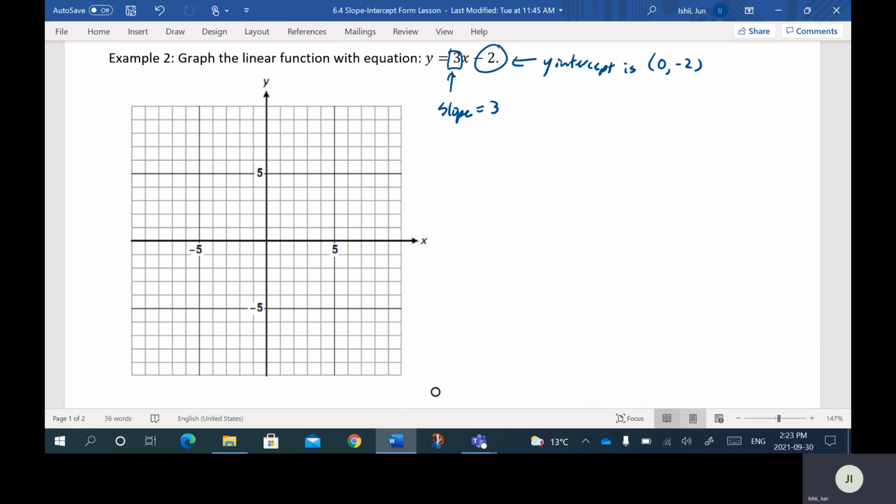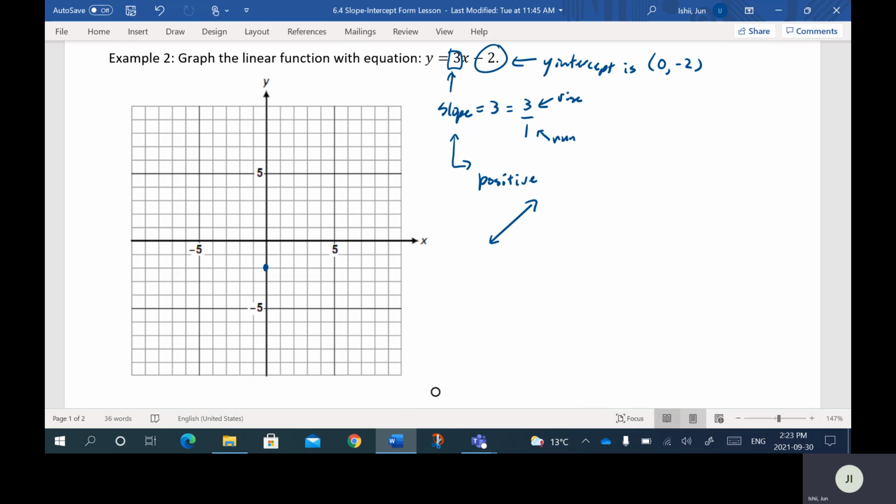Okay, so I'm actually going to start at the y-intercept because that's a point that's on the line. So I'm going to plot it right here. And then from here, I want to draw a line with a slope of 3. Remember, 3 is a whole number, so we can rewrite it as a fraction. That's the same as 3 over 1. And again, that's rise over run. And we know that the slope is positive, which means the line has to go in this direction. All right.